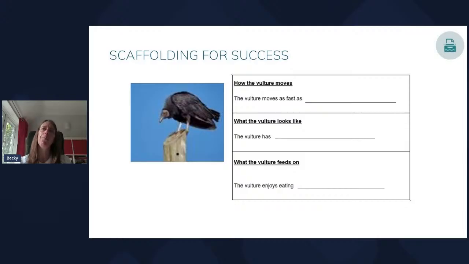This was a classroom that I went into in one school, and it was a 3-challenge task. So one was write a sentence. Challenge 1 was write a sentence about the vulture. Challenge 2 was write a paragraph about the vulture. And challenge 3 was write 3 paragraphs about the vulture.